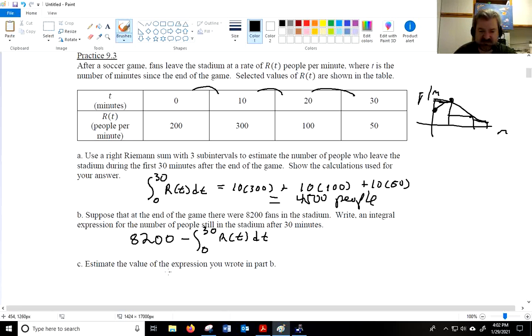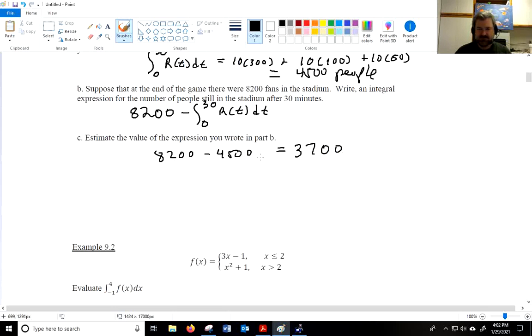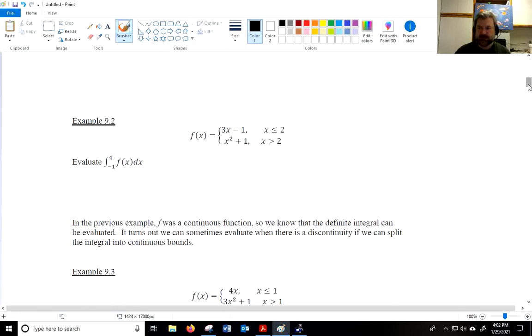Now we can estimate that value by simply using the value that we calculated in part A, 4,500. And I think that's, what is that, 3,700, I think. So that's how many people are still left in the stadium. We should label the units, shouldn't we? People. All right, let's go to example 9.2.